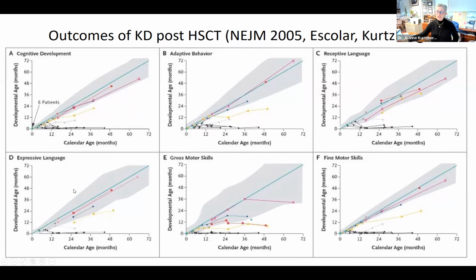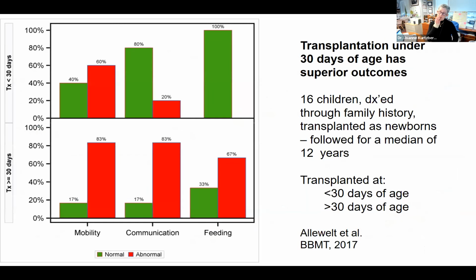diagnosed prenatally. And what's shown in this slide for cognitive and language and motor development is that the babies who had ongoing development and improvement in these skills were the babies who were transplanted without symptoms. And generally, that was the population of babies who had had a prior sibling affected, and the family was alerted to the fact that they were at risk of having a baby with Krabbe disease. In the black lines, you can see the symptomatic babies who all had poor development post-transplant. And in fact, today we would not transplant a baby diagnosed with symptoms.